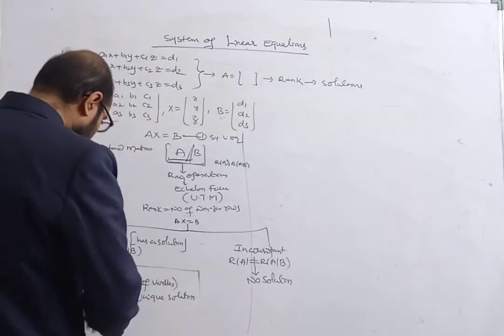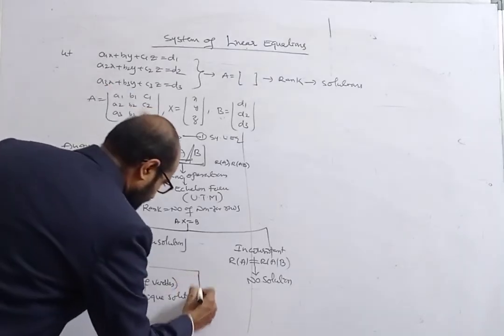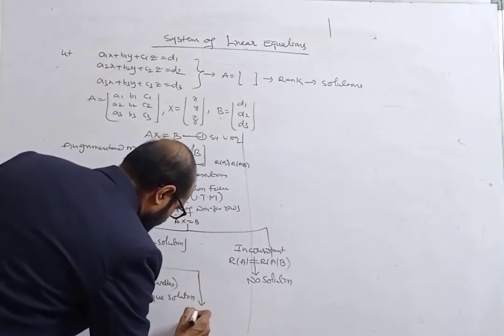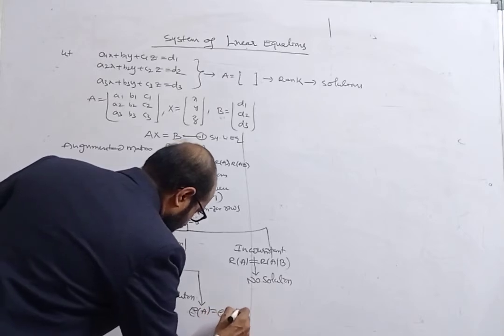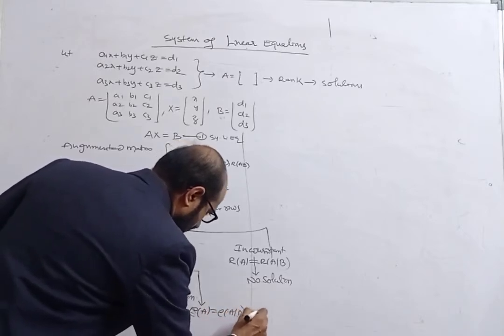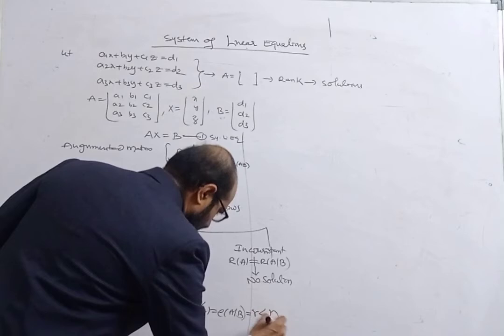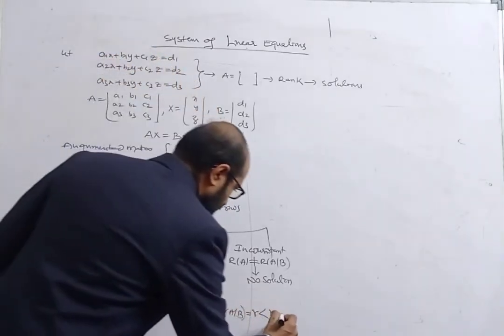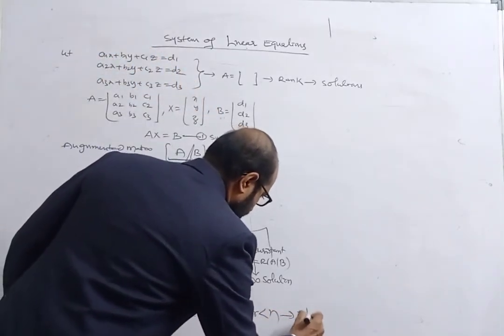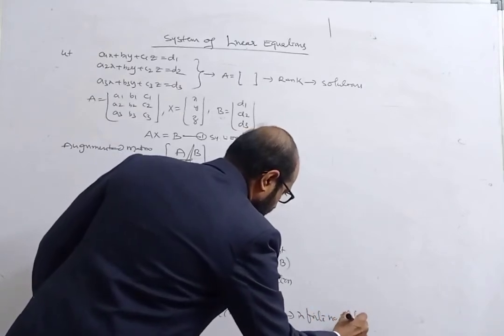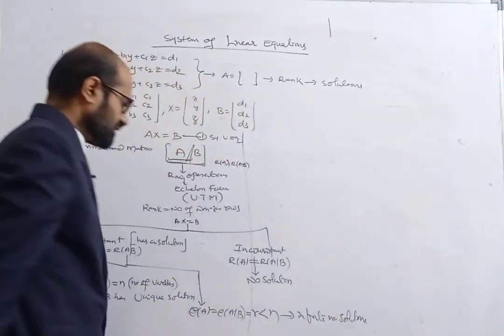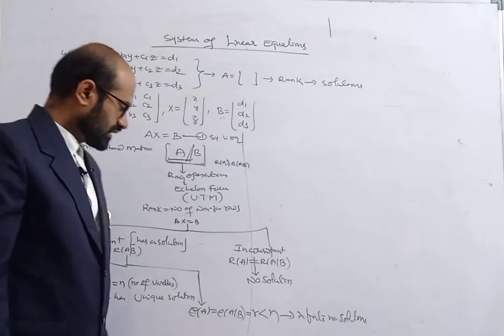In case the rank of A is equal to the rank of AB, but it is less than the number of variables, then you will get an infinite number of solutions, right?